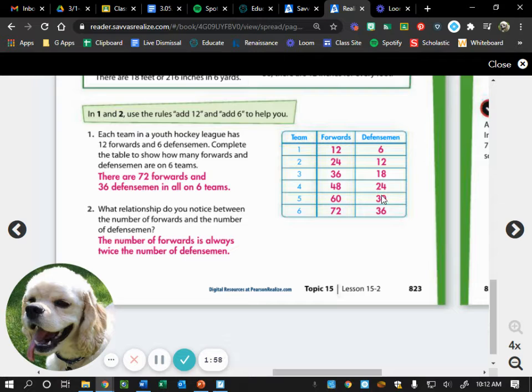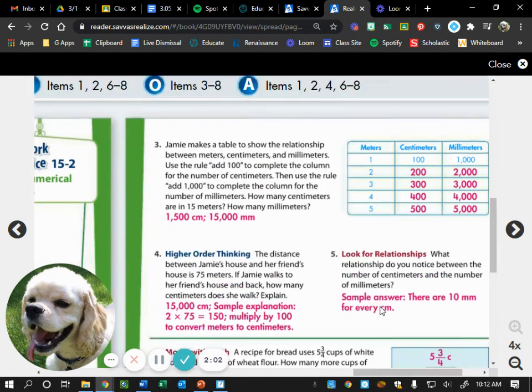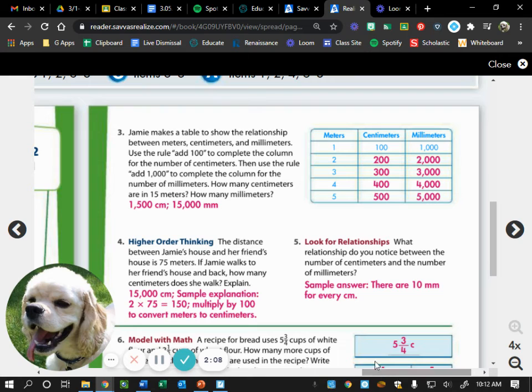Okay. All right. Let's go ahead on to page 824. For 824, we had numbers 3 through 5 and 7. For 3 through 5, we use this table. It said Jamie makes a table to show the relationship between meters, centimeters, and millimeters. You're supposed to use the rule add 100 to complete the column for the number of centimeters, and use the rule add 1,000 to complete the column for the number of millimeters.